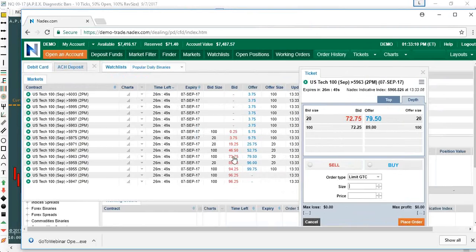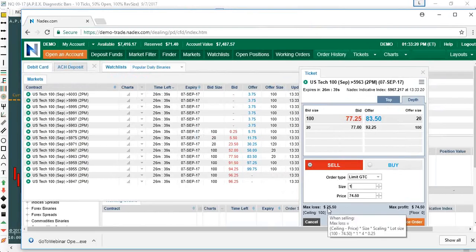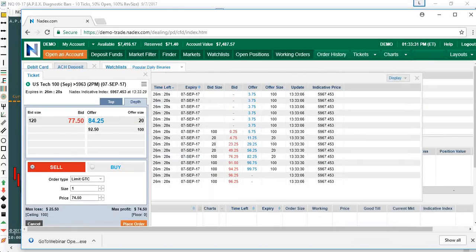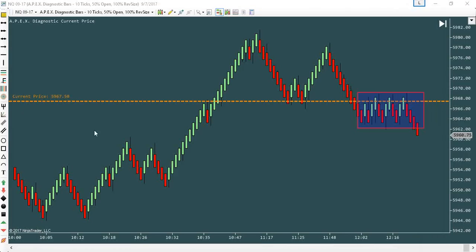So let's look, for example, at this one right here, the 63. I can sell it, and I risk about 25 bucks to potentially make 75. Where's the strike at? 59.63. So 59.63 is right about here.